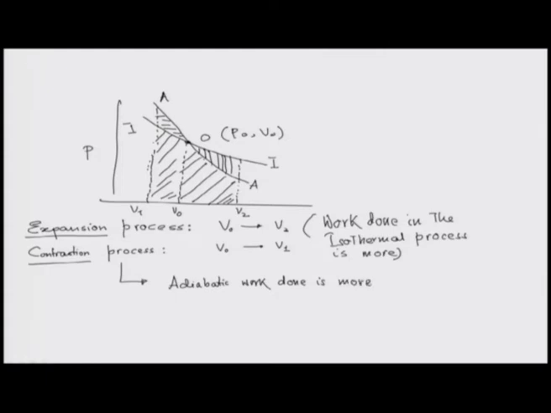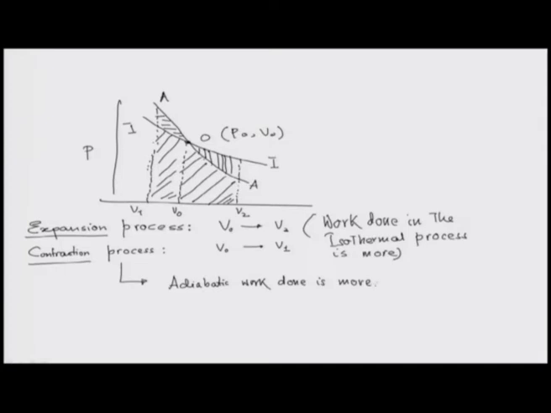Please note, in an expansion process, work done is positive, while in a contraction or compression process, work done is negative, which means work is being done on the system. So, when I say that work done is more in the adiabatic process, in a contraction from V 0 to V 1, I refer to the magnitude of the work. It means I need to do more work on the system in the adiabatic process.